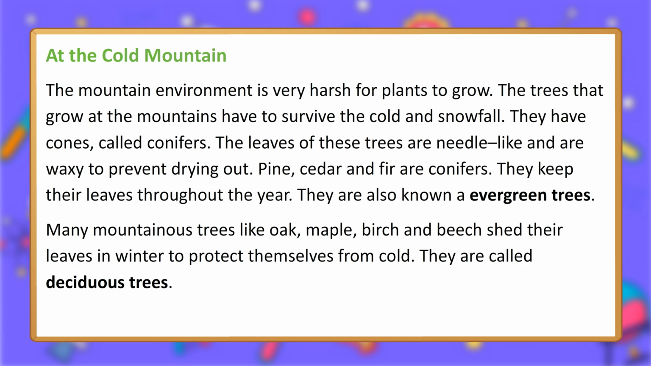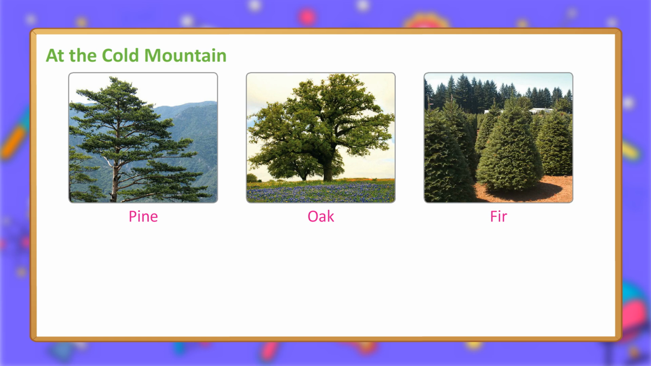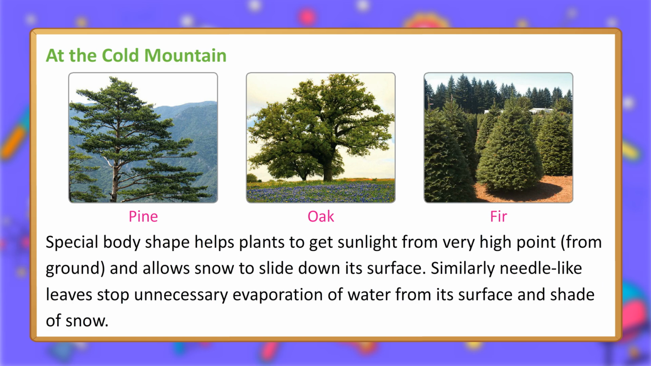Many mountainous trees like oak, maple, birch and beech shed their leaves in winter to protect themselves from cold. They are called deciduous trees. Special body shape helps plants to get sunlight from a very high point, from the ground, and allows snow to slide down its surface. Similarly, needle-like leaves stop unnecessary evaporation of water from the surface and shade off snow.